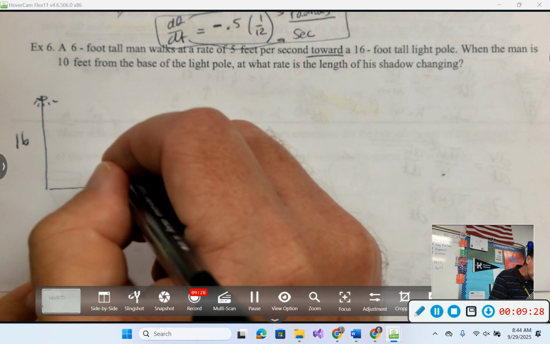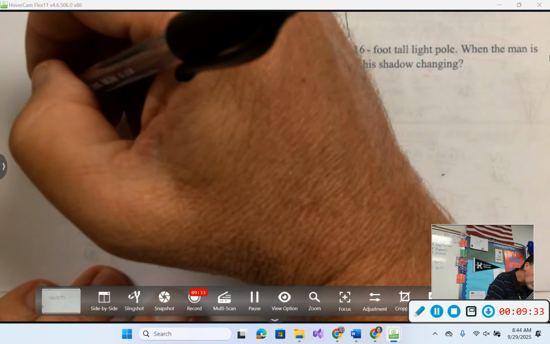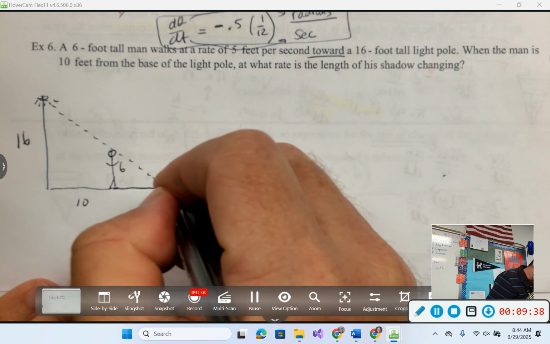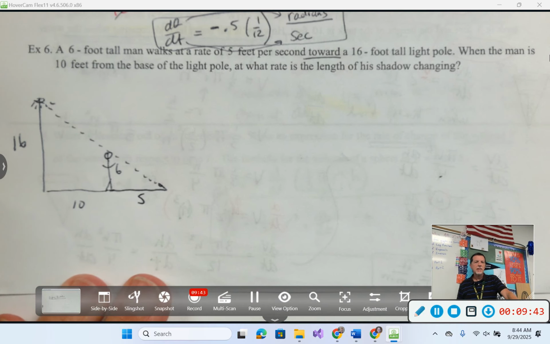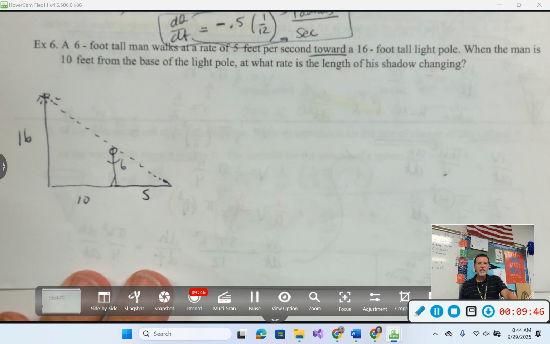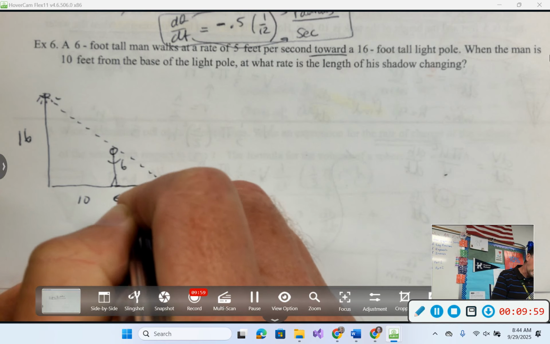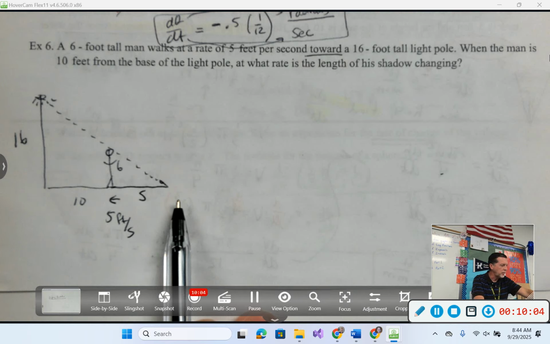So here's my man walking along. And the light is this. And I'm going to call his shadow S. He's 6 feet tall. Light pole is 16 feet tall. He's walking toward the light pole at 5 feet per second. He's 10 feet away from the pole. At what rate is his shadow changing?